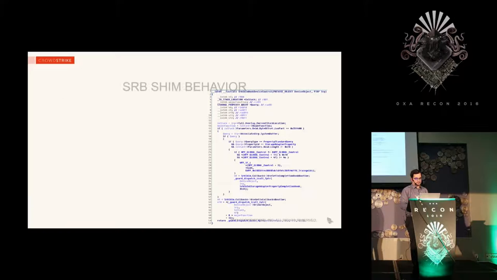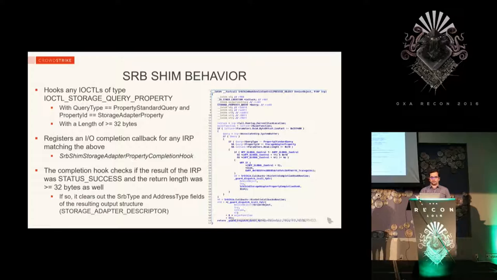So SRB shim, what is it then doing? It's basically for any ioctl, that's ioctl storage query property. And if you're querying a standard property and the property ID is storage adapter property and you're expecting 32 bytes or more, then it's going to target this IRP. It's going to say, all right, this IRP is interesting, so I want to register a completion callback or a completion hook. So when the IRP completes, then I want to be notified.